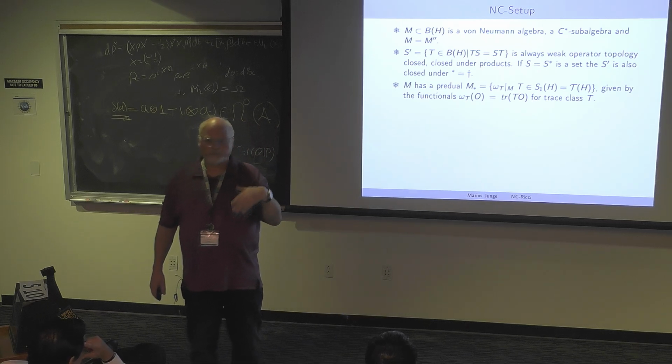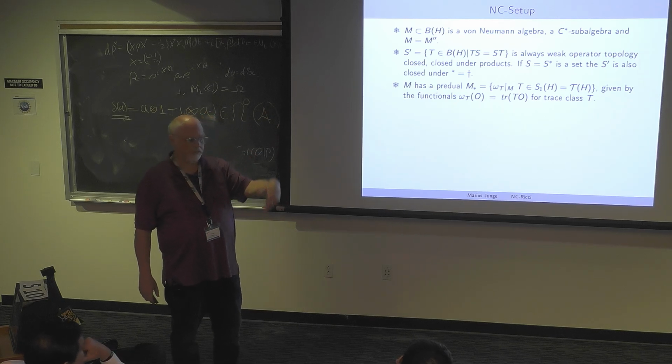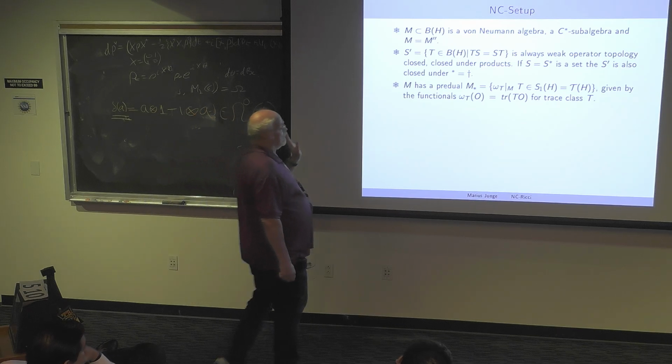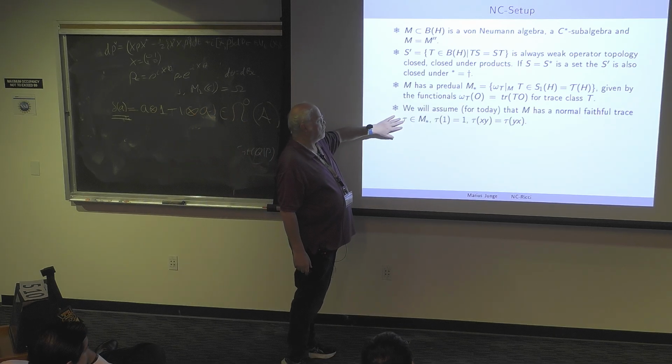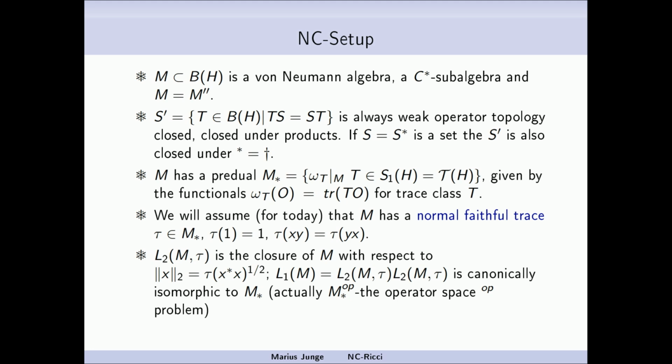So we know there are good functionals and bad functionals. The normal ones are the good ones, coming from trace class operators restricted to your space. Done. We will also assume that we have a normal faithful trace. So this is another way to talk about the pre-dual. We have such an element tau with tau of 1 equal to 1, and it's a trace. In the case of d by d matrices, the normalized trace, we have seen this quite a bit. L2 is just the L2 space given by that trace, the famous GNS construction, which is just the completion of M with respect to this inner product.